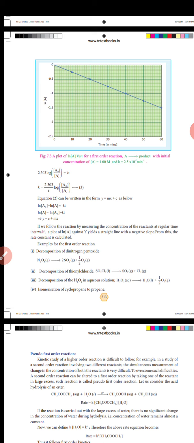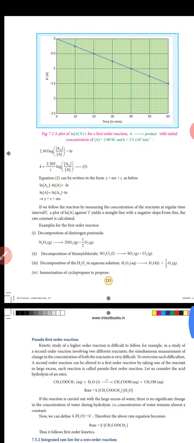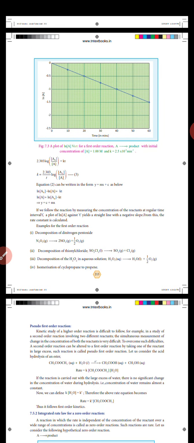From this, the rate constant of the reaction is calculated. For example, decomposition of dinitrogen pentoxide, the second one decomposition of sulfuryl chloride, then the third one decomposition of hydrogen peroxide in aqueous solution. The fifth one, for example, isomerization of cyclopropane to propene.